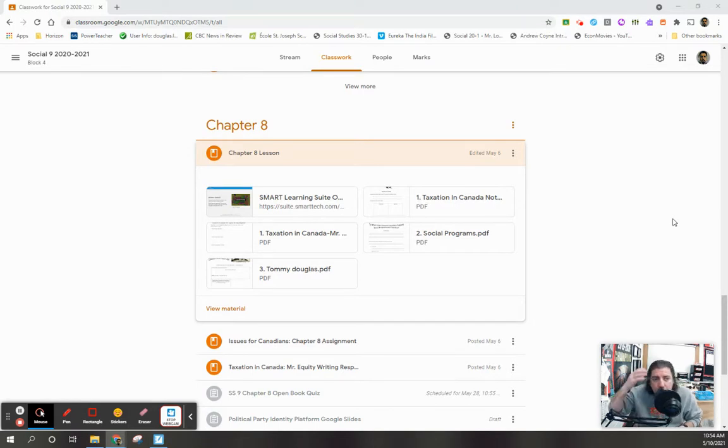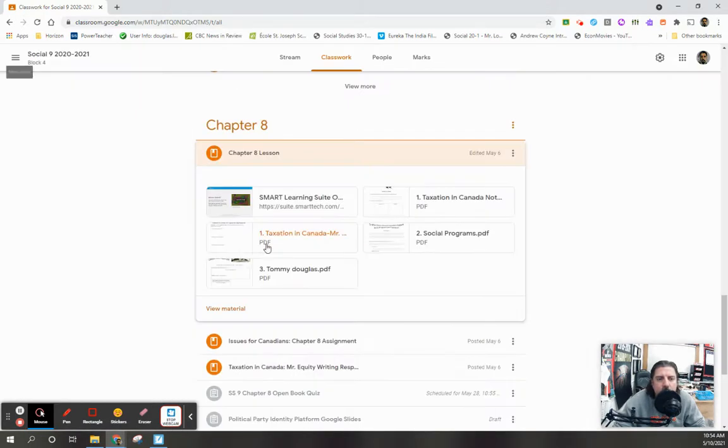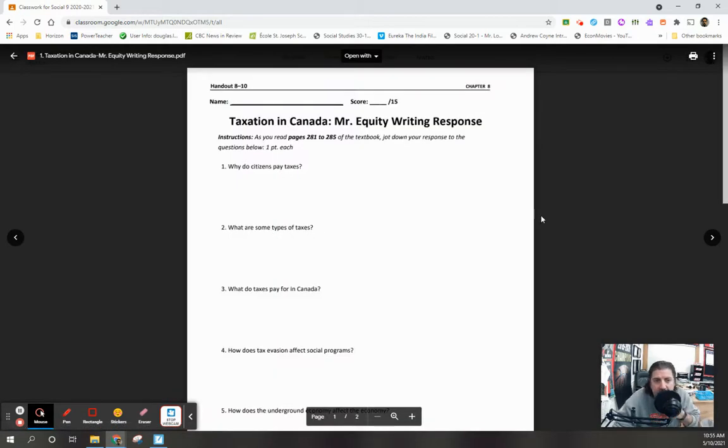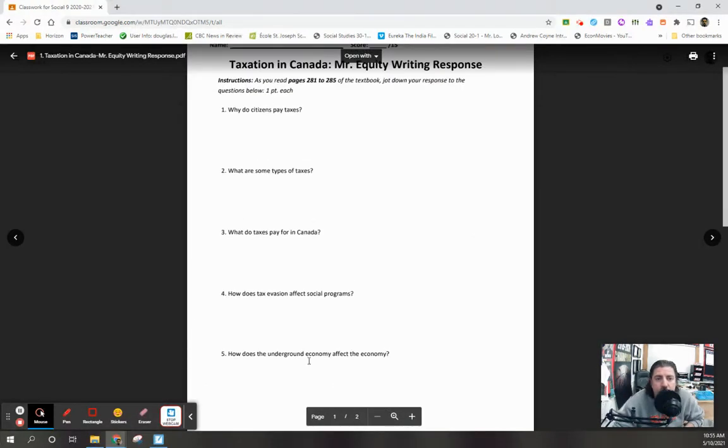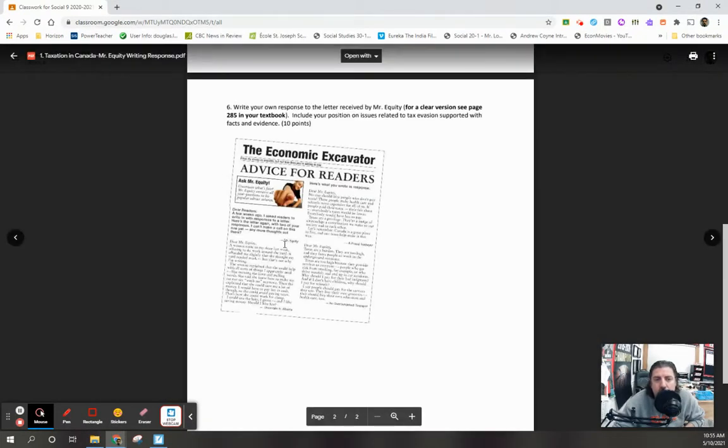The two things you need to be working on this week in Social 9 would be the Chapter 8 worksheet, and then on this one, you'll be going through the lesson and then completing the so-called Taxation in Canada slash Mr. Equity writing assignment. You should have the documents already that you'll be using today for the SMART lesson. You should have the Taxation in Canada notes that look like this, that you can be filling out as we go along. And then you should have the Taxation in Canada Mr. Equity writing response, in which you'll answer the 5 questions on the front page, but then on the back page, you're going to write a fairly well constructed, lengthy paragraph on this issue.